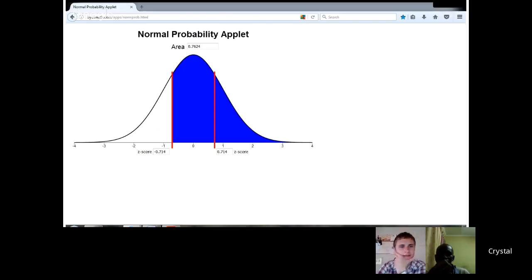I think we can use the same calculation or same z-scores for question 16, because it's the same distance away from the mean, 60 and 70. So the area would be that space between it, which is 0.525.